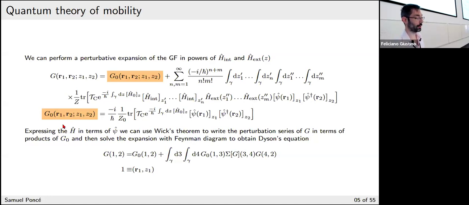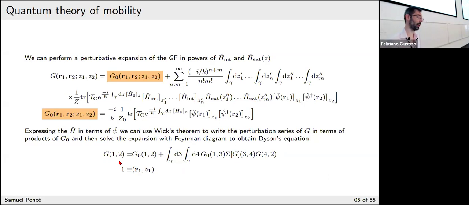If you express all your Hamiltonian in terms of field operators, you can then use Wick's theorem, which basically allows you to rewrite all of this product of psi in terms of products of only two psi, so in terms of products of non-interacting Green's functions. And that allows you to solve the resulting expansion with Feynman diagrams and to obtain the sort of famous Dyson equation. So this is the Dyson equation.